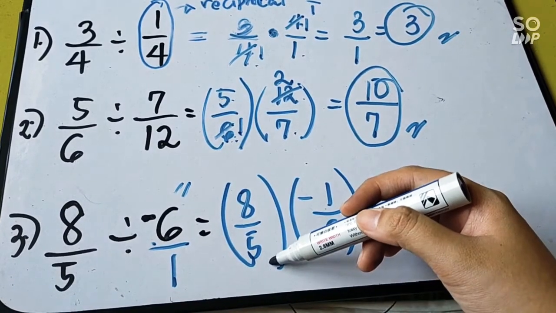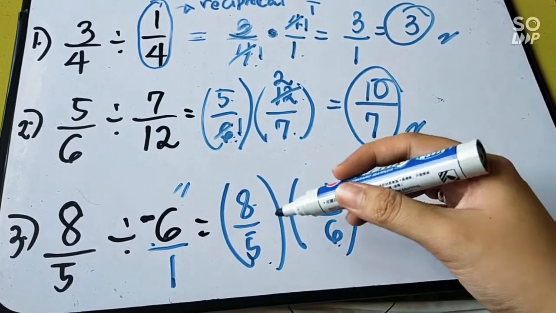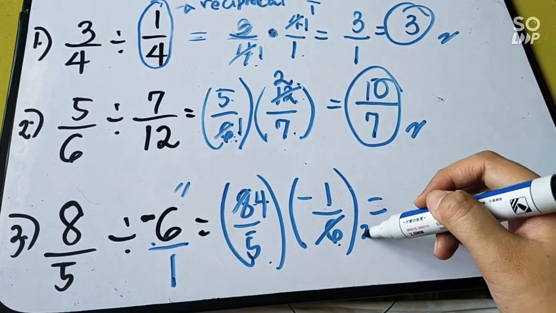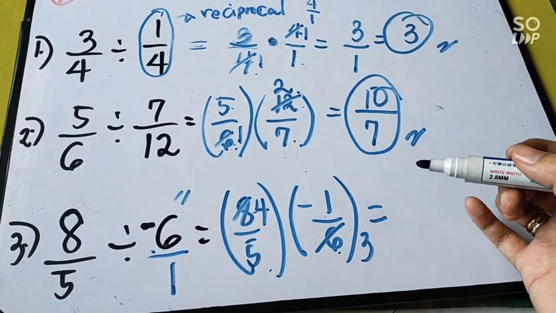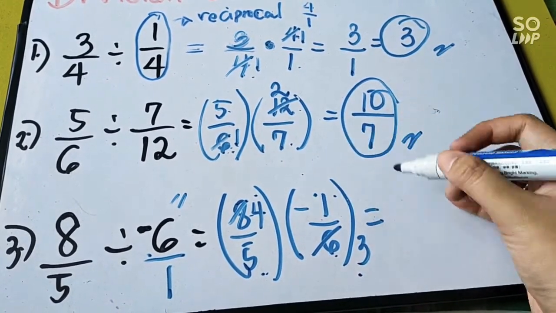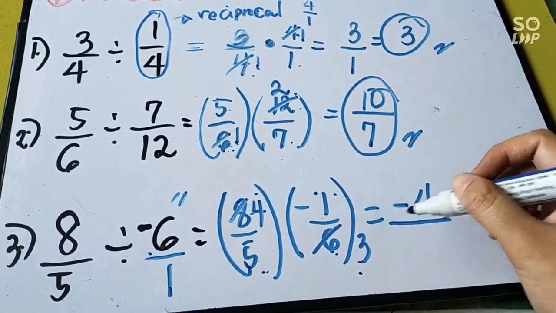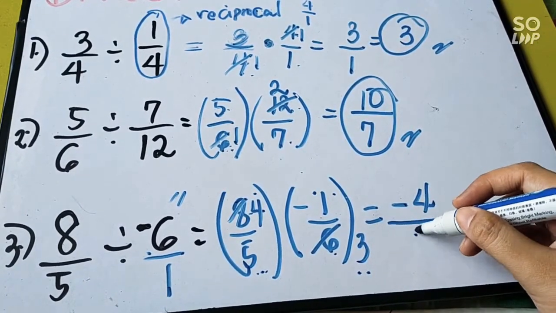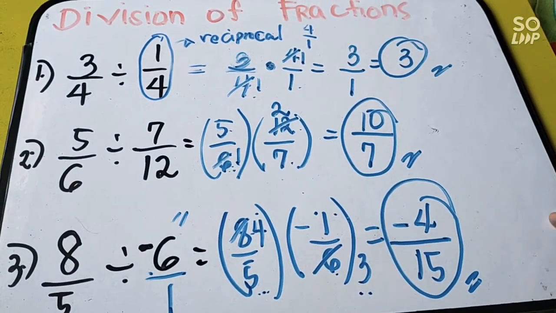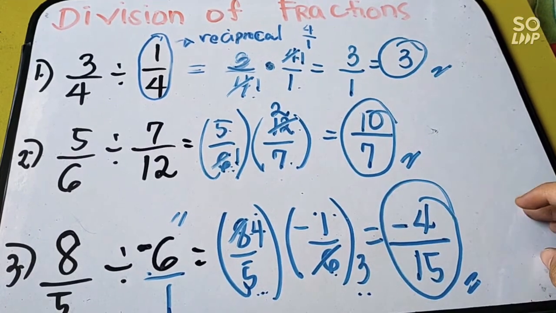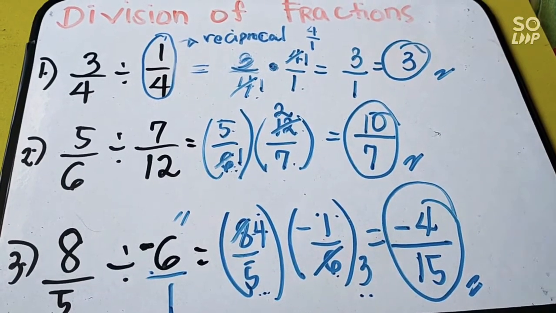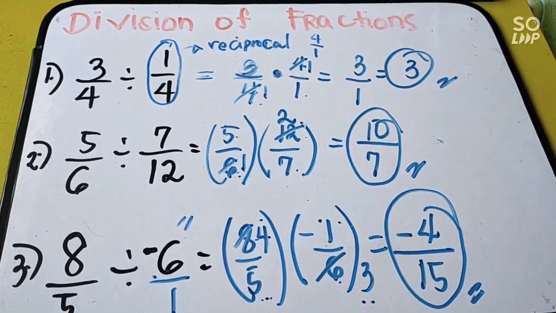So, let us see kung pwede tayo mag-cancellation. 8 and 5, hindi pwede. 8 and 6, yes, they are both divisible by 2. So, 8 becomes 4 and 6 becomes 3. Then, proceed in multiplication. Numerator by numerator, denominator by denominator. 4 times negative 1, we have negative 4 over 5 times 3, we have here 15. So, this is now your final answer. So, wag kayong malilito. Okay? So, may iba't ibang way sa pagsosolve, pero wag po kayong malilito. Is it clear? Let's have more examples.